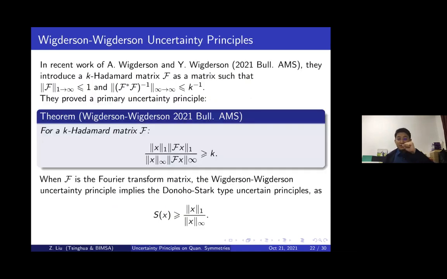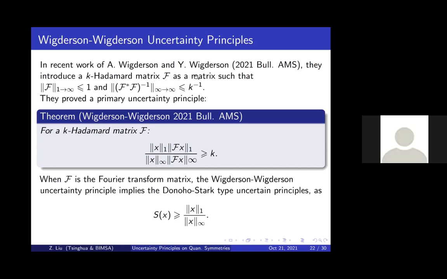Now, another interesting story is the recent work of Wigderson and Wigderson. It's really recent. It's published this year at the Bulletin of the AMS. It's a very beautiful paper. They introduced this concept called harmonic matrix. So it's a kind of generalization of the Fourier transform matrix, the discrete Fourier transform matrix.